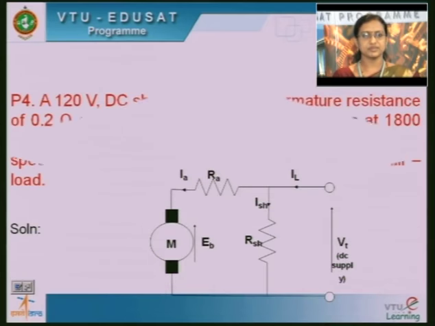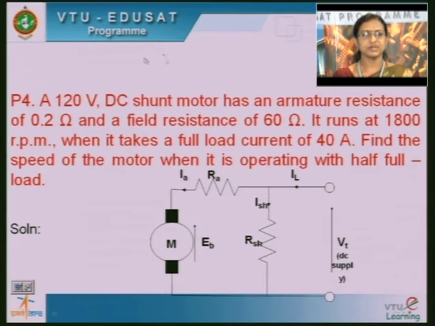So, now we will look into this problem. In this problem the voltage given is 120 volt. It is a DC shunt motor with an armature resistance of 0.2 ohm and a field resistance of 60 ohm. It runs at 1800 RPM, meaning the speed of the motor is 1800 RPM, when it takes a full load current of 40 ampere. Find the speed of the motor when it is operating with half full load.